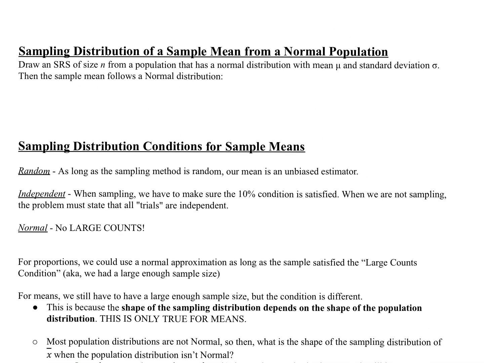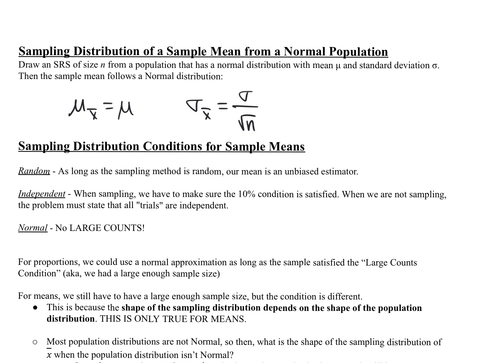So if you draw an SRS of size n from a population that has a normal distribution with your population mean mu and your standard deviation sigma, then the sample mean follows a normal distribution with a mean of mu and our standard deviation is this population standard deviation over the square root of n.